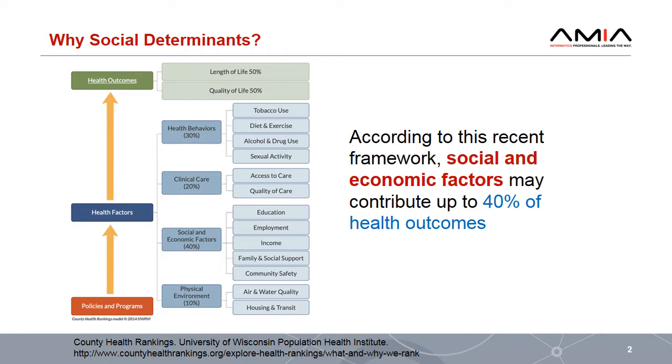Why social determinants? Well, according to this recent framework, which was published by the County Health Rankings and University of Wisconsin Public Health Institute in conjunction with the Robert Wood Johnson Foundation, social and economic factors may contribute to up to 40% of health outcomes. And those include education, employment, income, family and social support, and community safety.